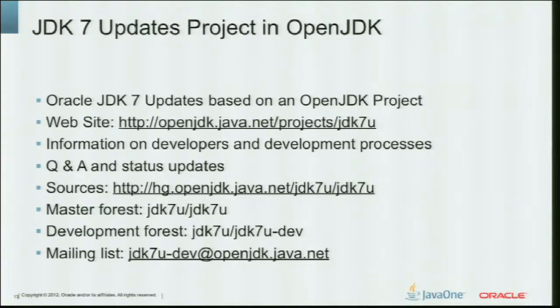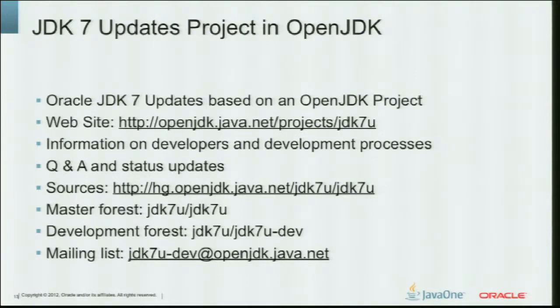You can get the source code, like I showed you, on hg.openjdk.java.net in the JDK7U forests. So we have a master forest, JDK7U-JDK7U. That's where we build releases from. That code has gone through integration testing. And we have a development forest. That's the bleeding edge. That's where developers get to push to.